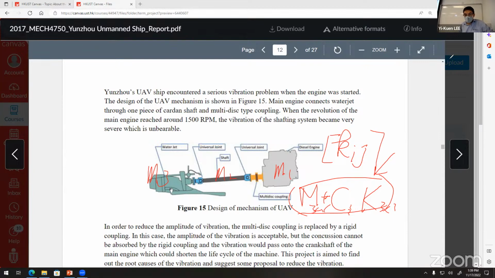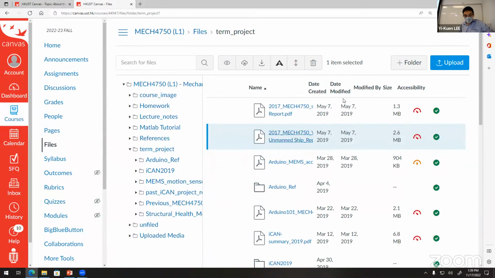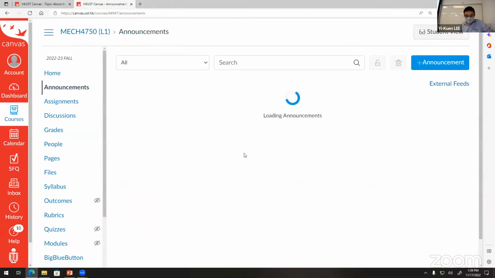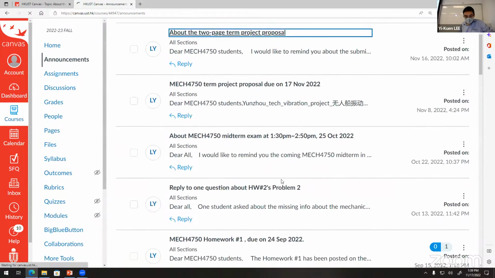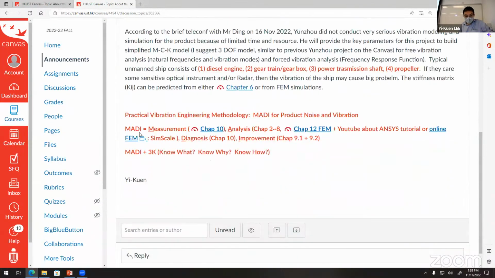I don't know, do you have any question for this? Of course, I also try to give you this additional advice from typical product engineering, so that what we care about is I show you a practical vibration engineering methodology, for example, MADI for product noise and vibration. MADI means M is measurement, A is analysis, D is diagnosis, and I is improvement, MADI.